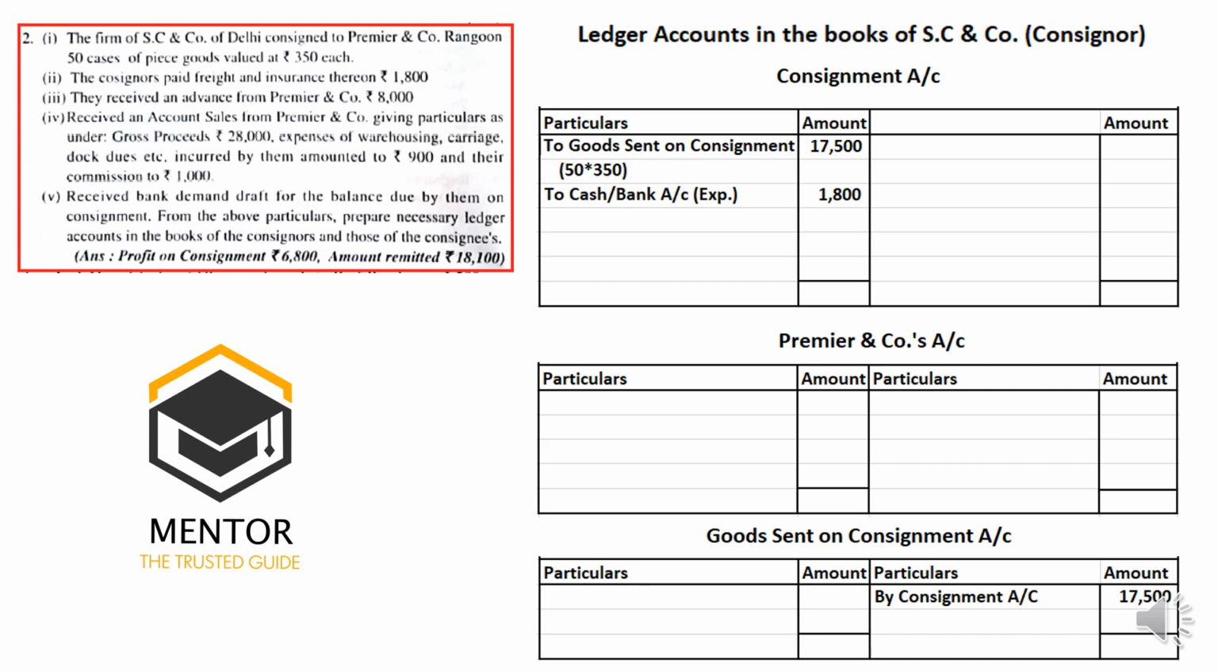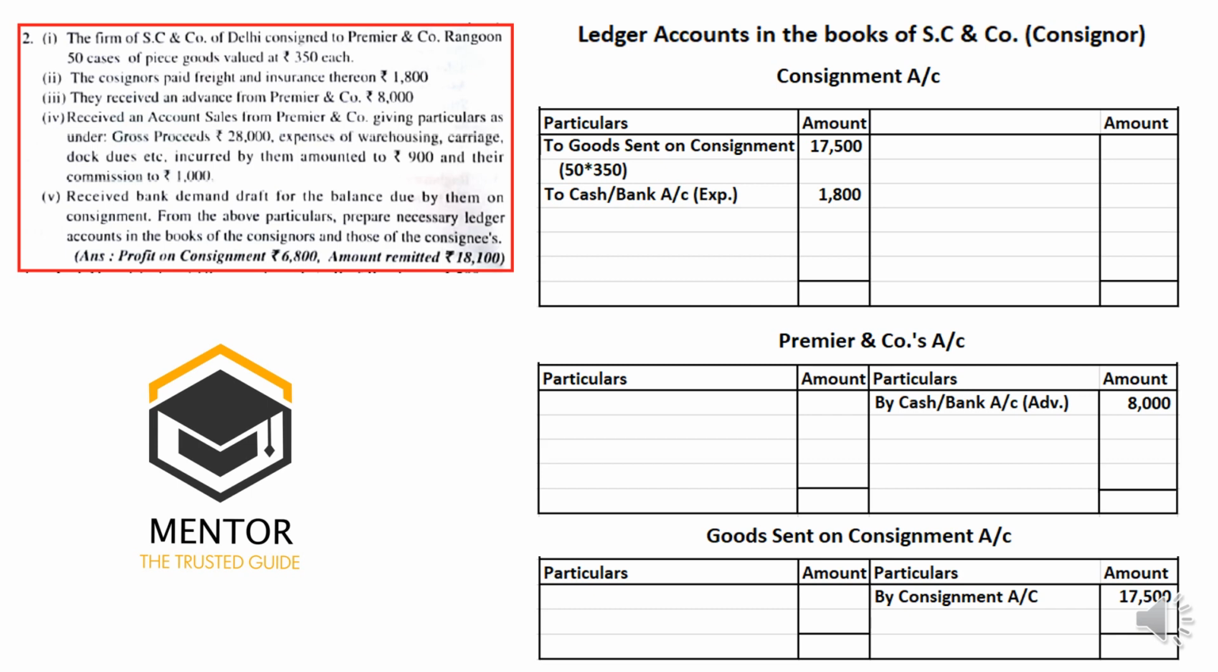Then the consignor received an advance from Premier and Company, that is the consignee. So the entry is cash account debit to consignee account, that is Premier and Company. So we write in Premier and Company by cash or bank, that is advance amount 8,000. Clear? Bear in mind, advance will always be written in the consignee account only, nowhere else.